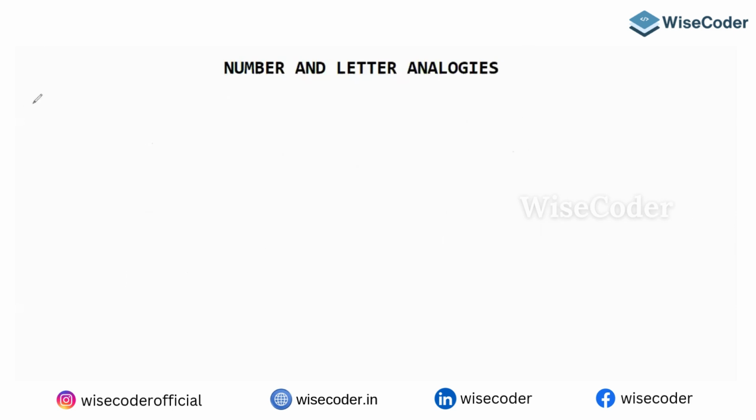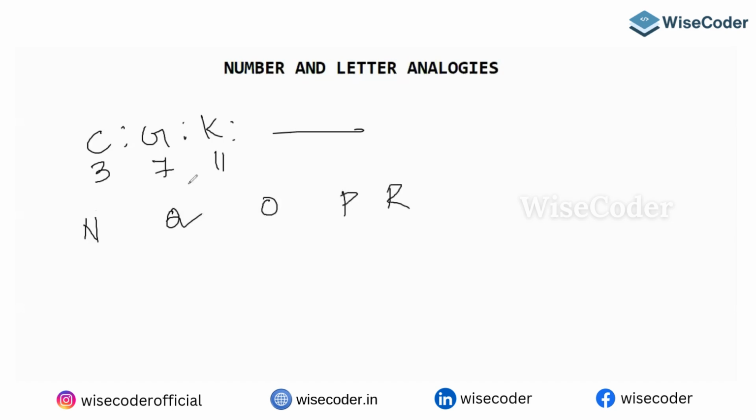Letter analogy. Let's say C G K dash. Look here, this is 3, this is 7, this is 11. Okay, let's write the options. First option N Q O P R. Let me try with plus 3. So here also plus 3. 11 plus 3 is what? 14. What is the 14th letter? N. N is present? Yes. So the logic here is plus 3, plus 3.